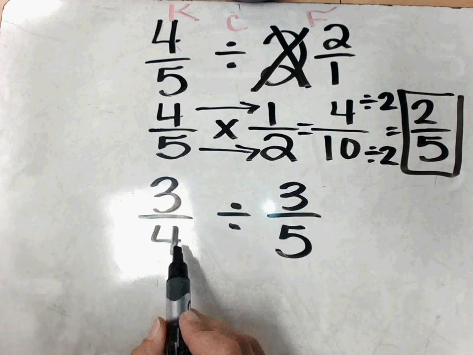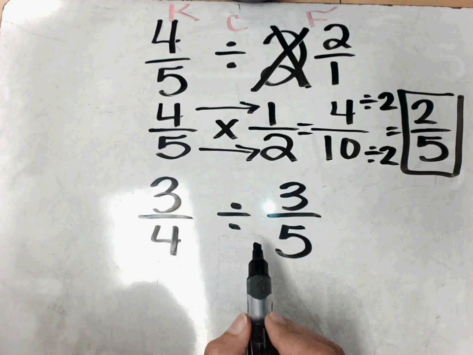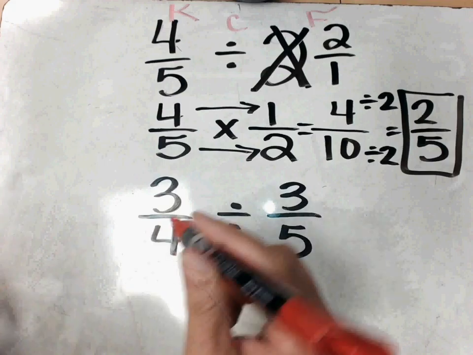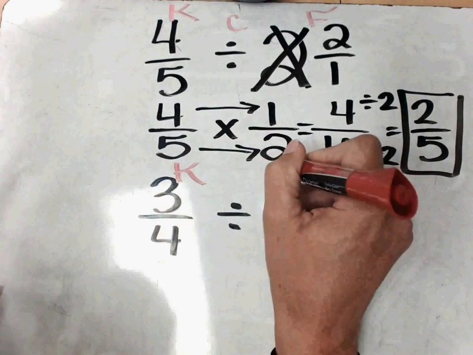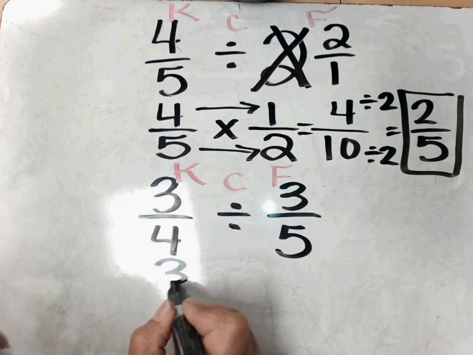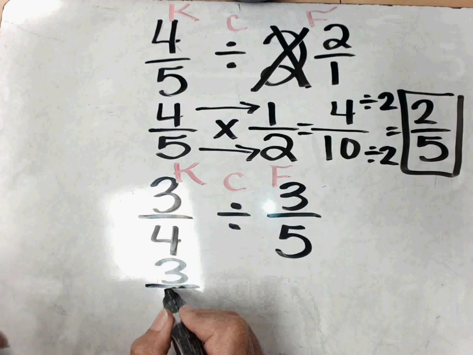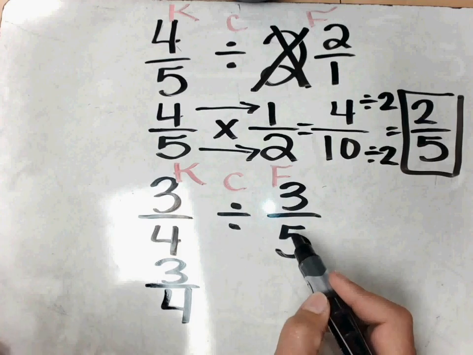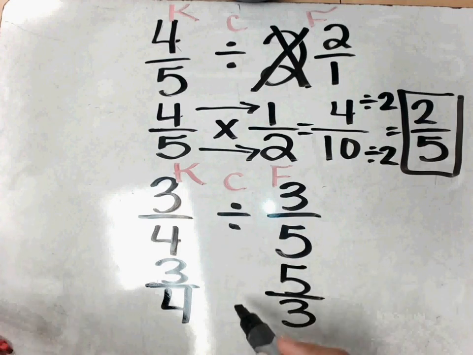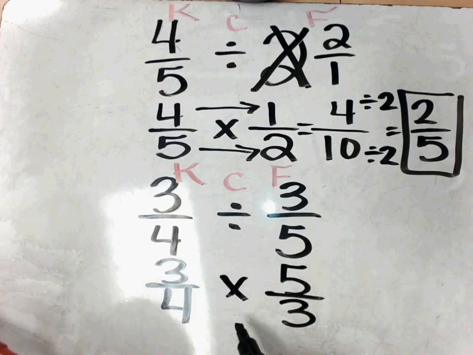Now if we look at our next division problem, we have 3/4 divided by 3/5. So again, we K, F, C, we keep, flip, change. So we keep our first fraction. We flip our second fraction to its reciprocal, which would be 5 over 3. And then we change to multiplication.